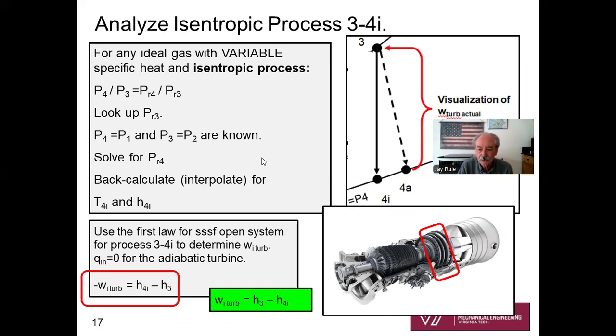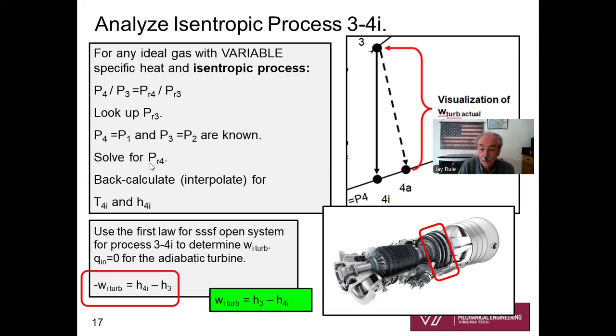We're going to analyze turbine process 3 to 4I. Here's what we're talking about on our basic gas turbine. There's the turbine section of the gas turbine. We're going to study 3 to 4I, the reversible adiabatic process, so we can say that P4 over P3 equals PR4 over PR3. We're going to look up PR3 because T3 is given. It's a number. Now, let's see. P3 equals P2, and P4 equals P1. So P3 divided by P4 is simply 14.